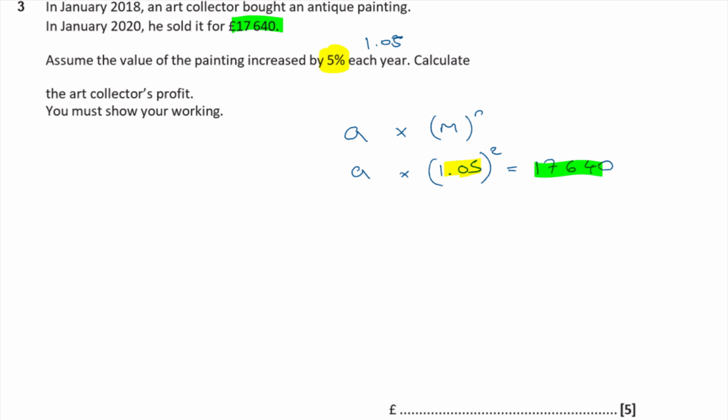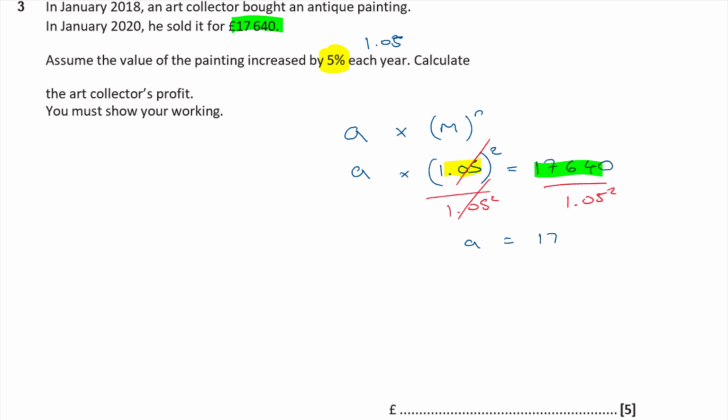We want to find the profit. So I need to find A, and if I take it away from the amount, then I should get the profit, shouldn't I? Okay, so I need to work this backwards to find A. And I can do that just by rearranging. Divide both sides by 1.05 squared. Okay, and then it will disappear on this side and then just reappear on the other.